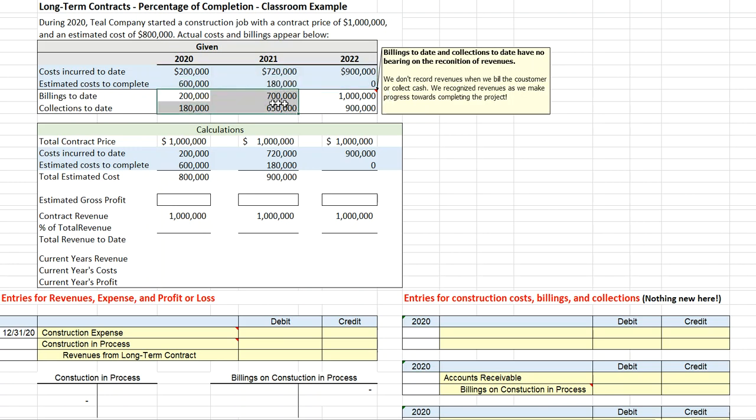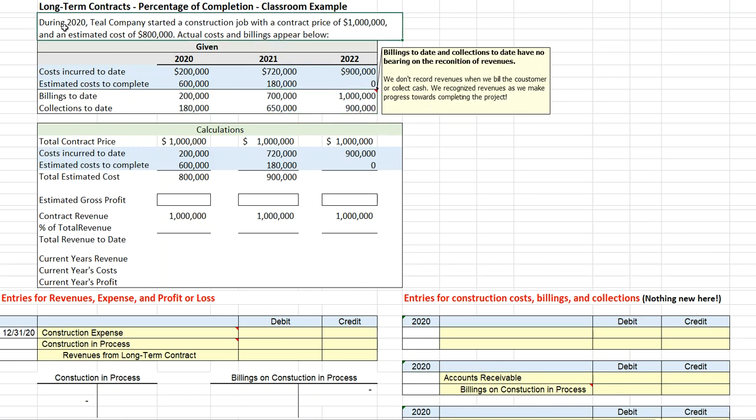Keep in mind, normally, it doesn't matter when we bill our customer or collect cash. We don't recognize revenues when we get the cash. Rather, we recognize revenues when we perform the service or deliver the goods. In our percentage of completion method, we're assuming we're completing work on the contract, in other words, performing a service in proportion to the cost that we incur.